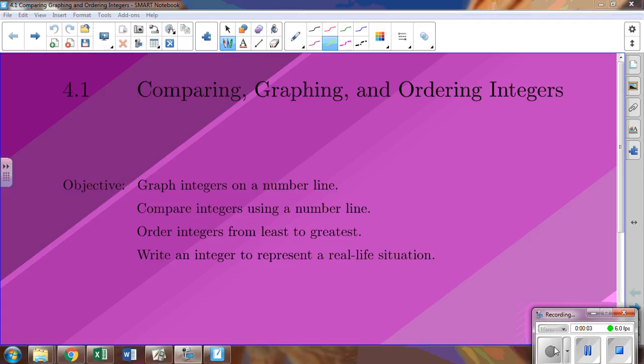In this lesson, we are going to focus on comparing, graphing, and ordering the integers. Objectives are just exactly that. Graph them on a number line. Compare them using a number line. Put them in order from least to greatest using a line or not. And we also want to be able to write an integer to represent a real-life situation.